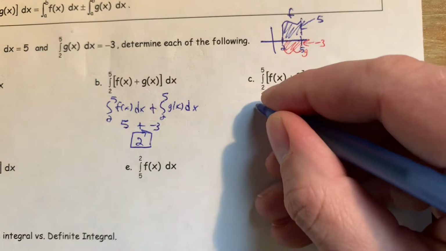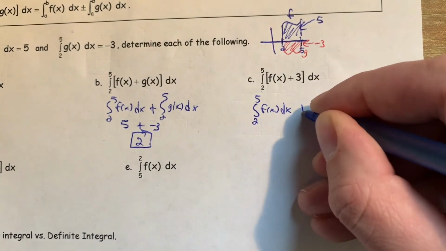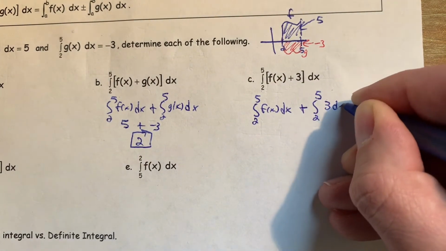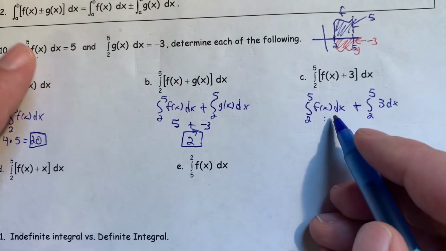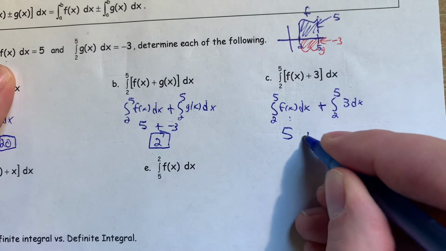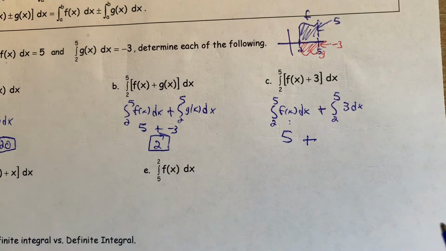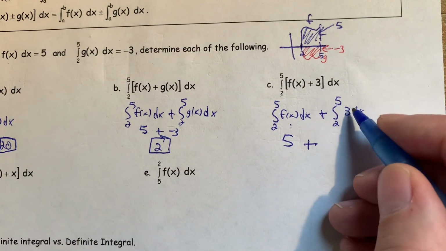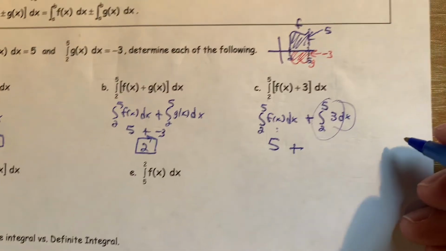Well, let's use our properties and split it up. The integral from 2 to 5 of f of x dx plus the integral from 2 to 5 of 3. Okay, the integral from 2 to 5 of f of x, it told us, was 5. Plus the integral from 2 to 5 of 3, what is that? Well, now you have to reach back to what we did earlier today. It didn't tell us what the integral from 2 to 5 of 3 was, but this is a geometry one that you can do using geometry.